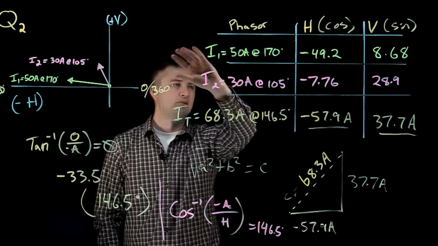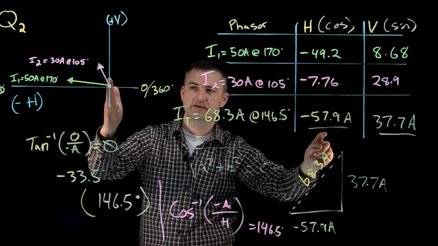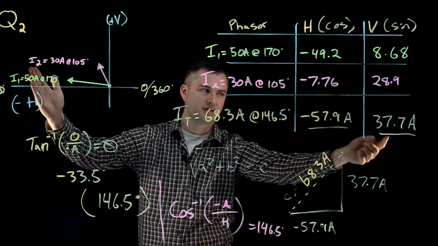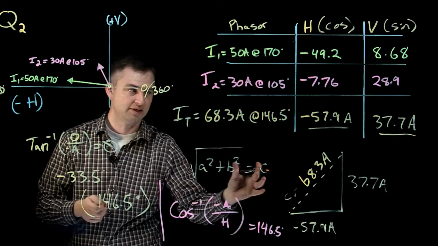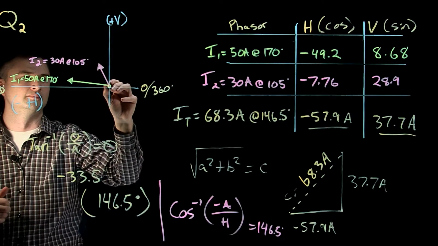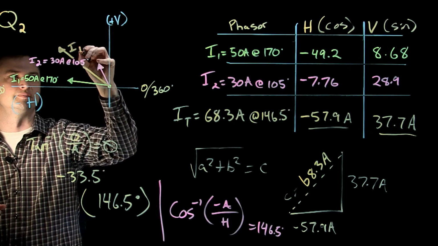So break your phasors down into individual components, and seeing as we are obviously going to be negative on the horizontal and positive on the vertical, we expect our new phasor to be somewhere up in here. That's I total, 68.3 at 146.5 degrees.